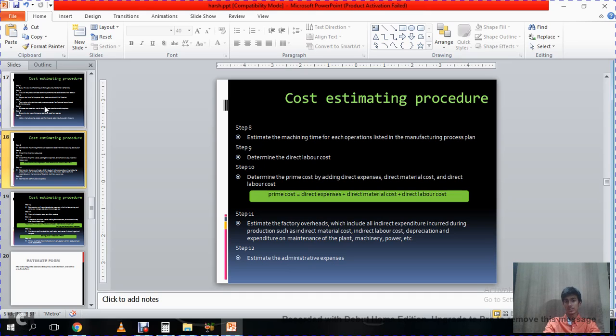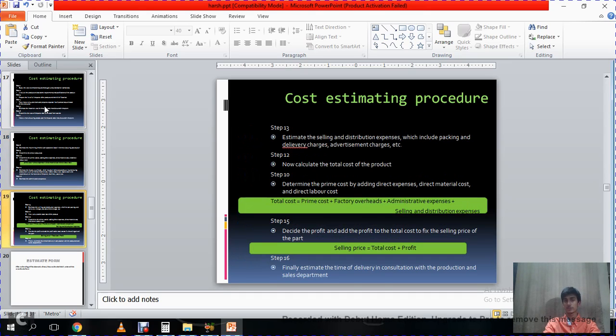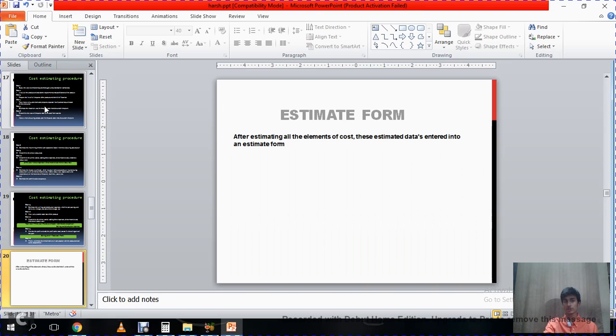Step 12, estimate the administrative expenses. Then you have to estimate the selling and distribution expenses, which includes packing and delivery charges. Now you have to calculate the total cost of the product. For that, you have to determine the prime cost by adding direct expenses, and then you have to decide the profit and add the profit to the total cost to fix the selling price of the product. Finally, you have to estimate the time of delivery in consultation with the production and sales department.